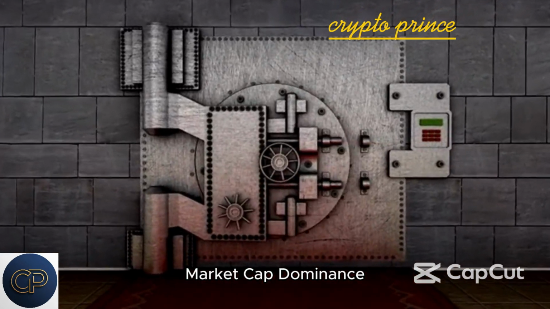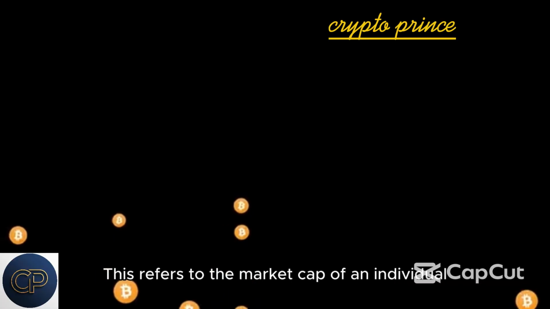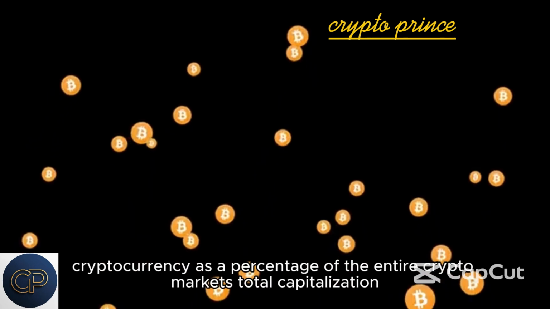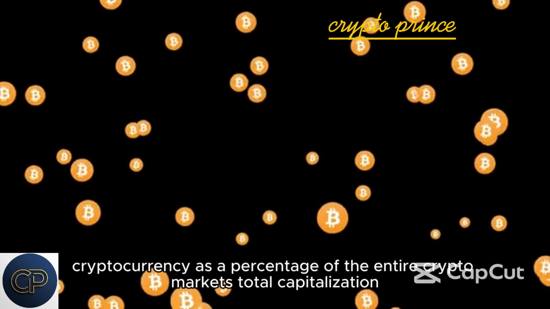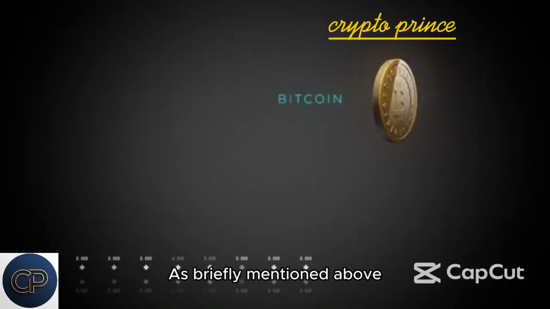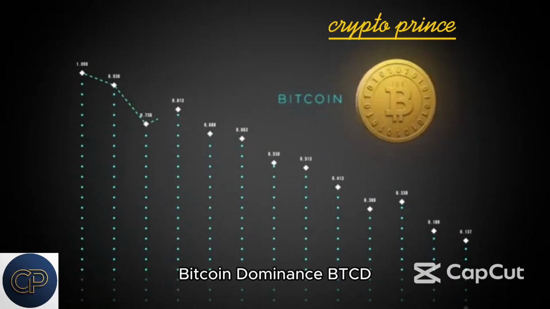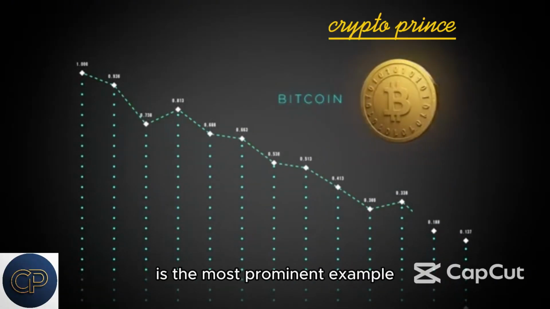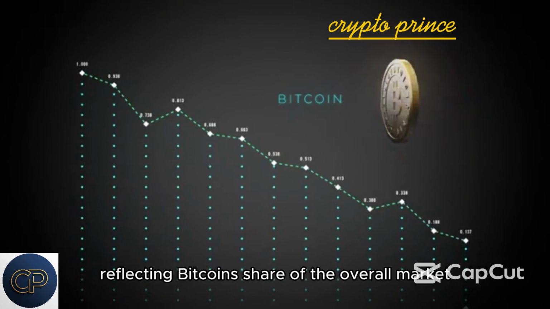Market cap dominance. This refers to the market cap of an individual cryptocurrency as a percentage of the entire crypto market's total capitalization. As briefly mentioned above, Bitcoin dominance, BTC.D, is the most prominent example, reflecting Bitcoin's share of the overall market.